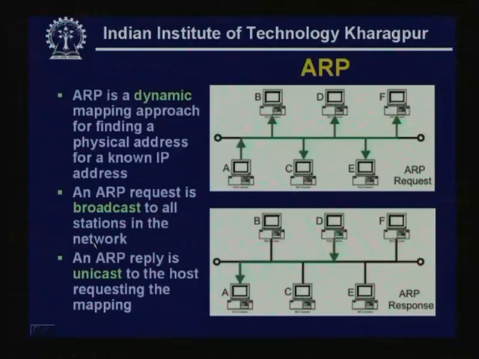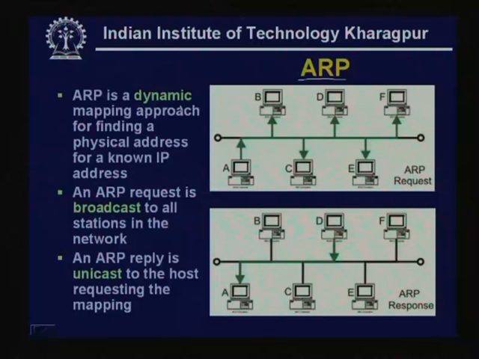And now comes another protocol known as the address resolution protocol. As you know, for delivering a packet to a host or a router within a network in the data link layer, it is necessary to know the MAC address, or physical address as we sometimes call it. If a particular host or router does not know the physical address of the destination device, how will it find out? That is provided with the help of ARP, the address resolution protocol, a dynamic mapping approach for finding the physical address for a known IP address. That means the IP address of the destination is known, but for delivering the packet it is necessary to use the physical address, which can be obtained using the ARP protocol.